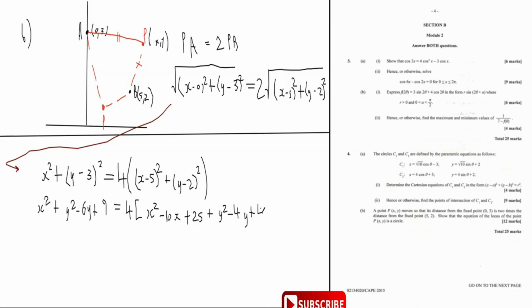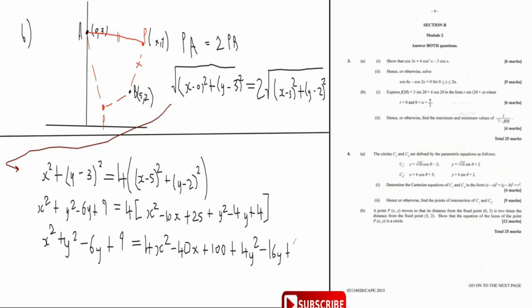All right. Good. Now, just to clean this up a little bit more, what we're getting is x squared plus y squared minus 6y plus 9, that is equal to 4 times x squared is 4x squared. Then 4 times minus 10x is minus 40x. Then we have 4 times 25 is plus 100. Then 4 times y squared is plus 4y squared. And then 4 times minus 4y is minus 16y. Plus 4 times 4 is plus 16. All right, that's what we have.